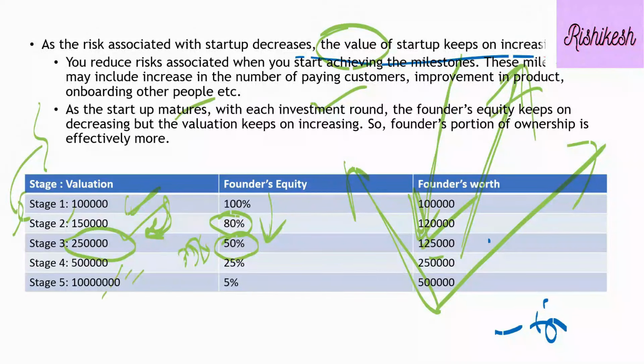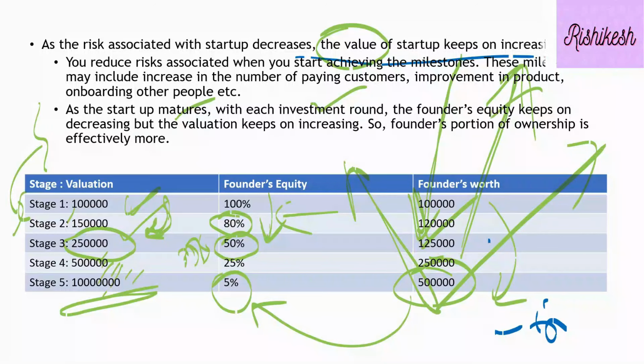So 1 crore is the valuation, right? And you've got just 5%, right? But your worth is 5 lakh rupees, which is way ahead of 1 lakh rupees. 1 lakh rupees was 100% equity, but 5 lakh rupees is 5% equity. This is how, if you have observed, in the case of Flipkart, Mr. Bansal exited with 1% equity, but it was approximately $1 billion, right?